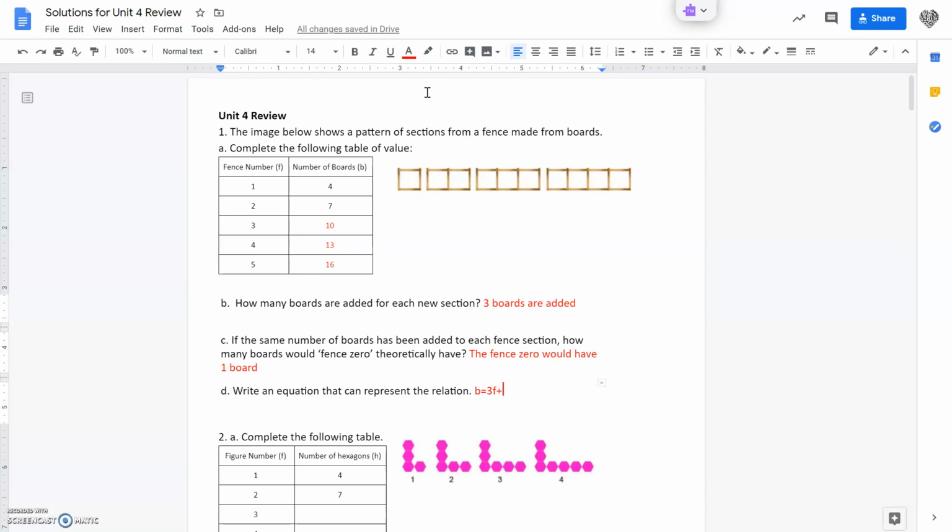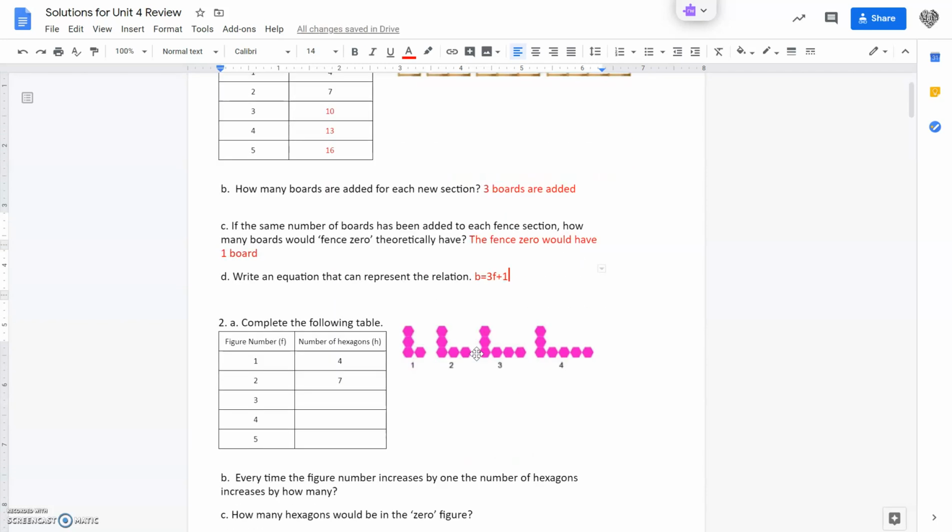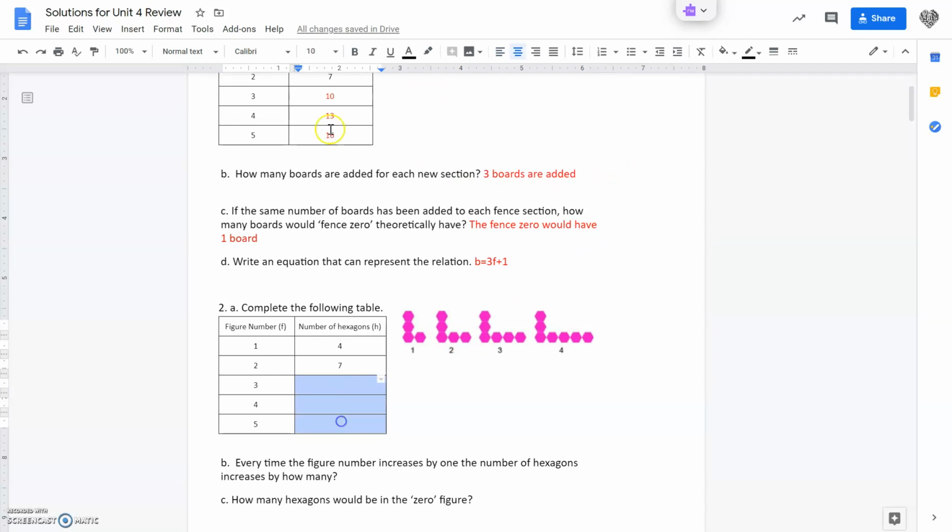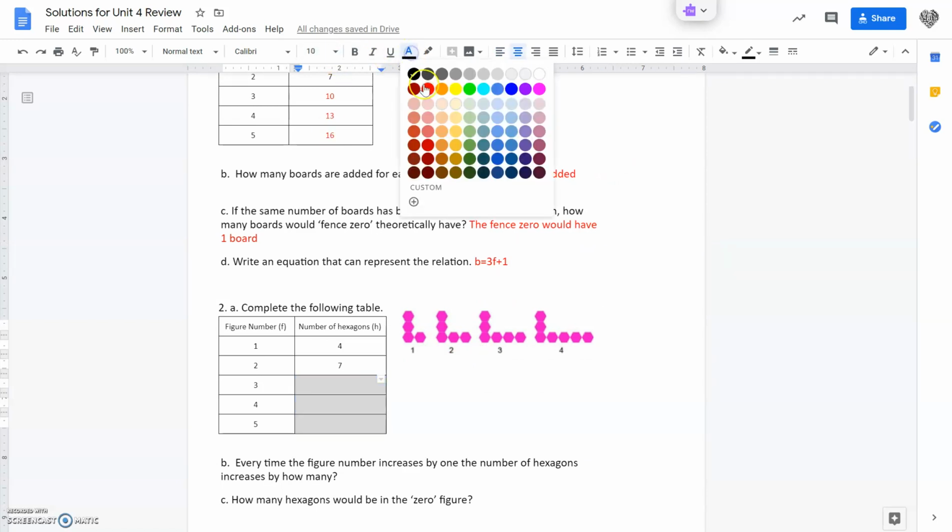So when it was 1 fence, 1 times 3 plus what will give us 4. 2 times 3 plus what will give us 7. Or we can just look way up at C and the 0 fence value. The 0 value is what we're going to add each time. So because the 0 fence would have 1 board, we'll say B equals 3F plus 1 would be our equation here. Okay. So let's look at the next example.